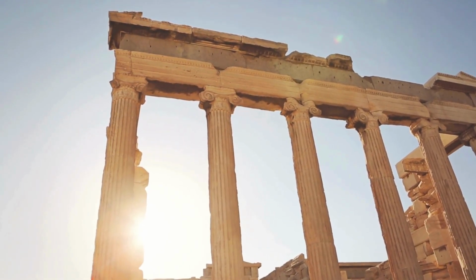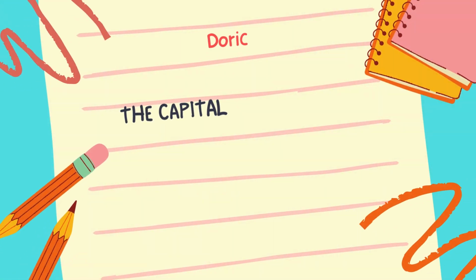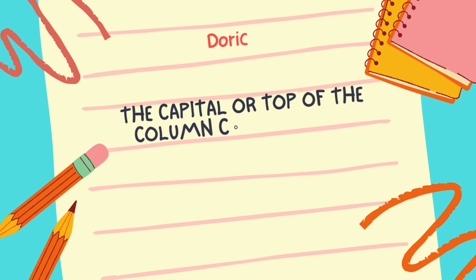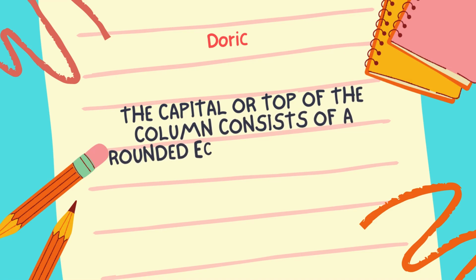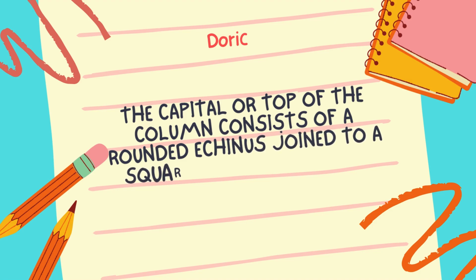The columns offer us a point of difference among the three orders, but they did also have some differences in other areas as well. Doric order started on the mainland of Greece sometime before 600 BCE. The main characteristic of Doric order is the capital or top of the column, which consists of a rounded echinus at the top of the column joined to a square called the abacus.